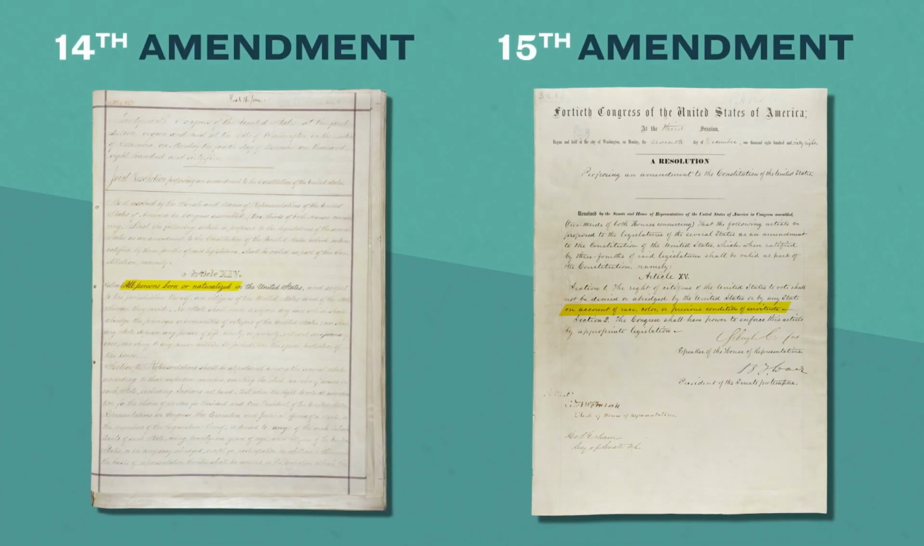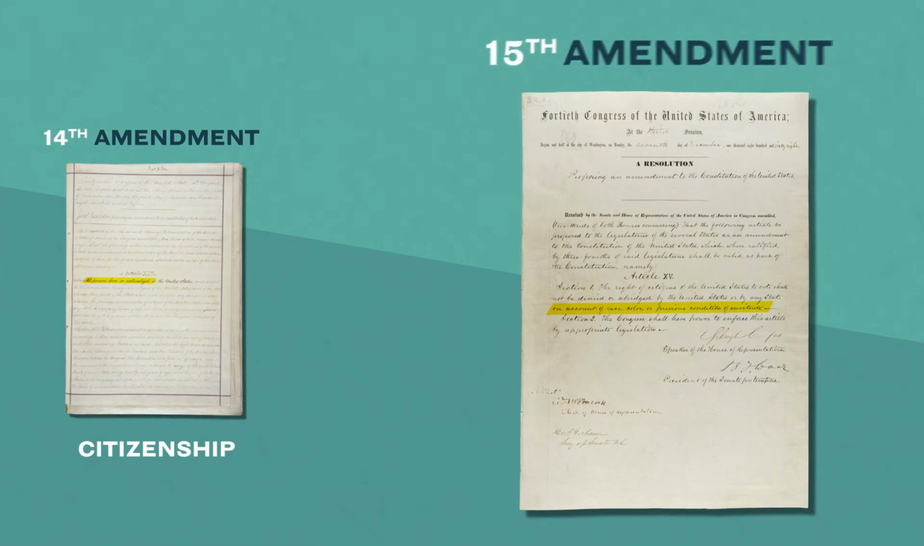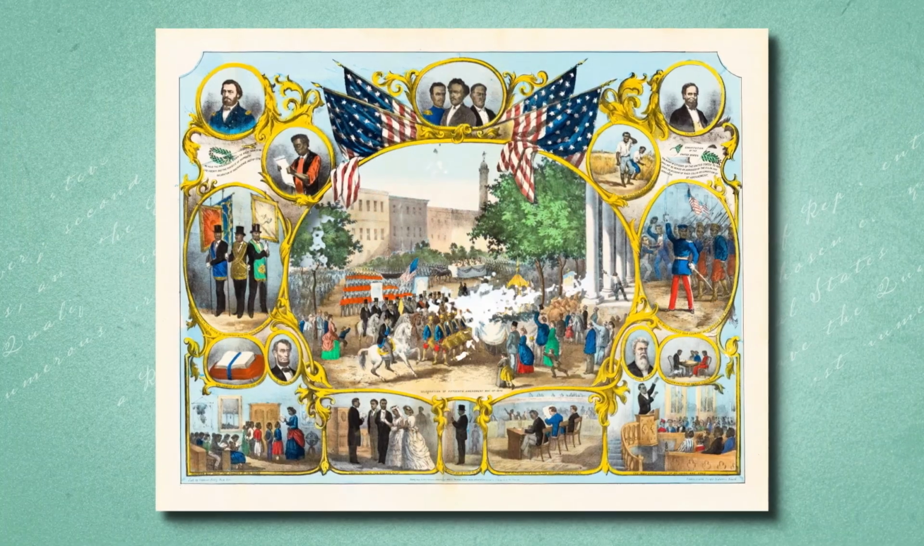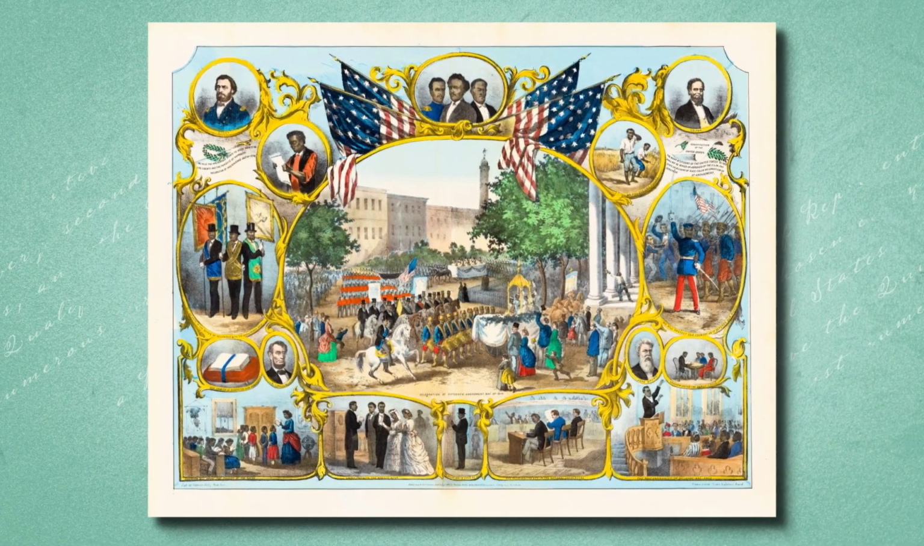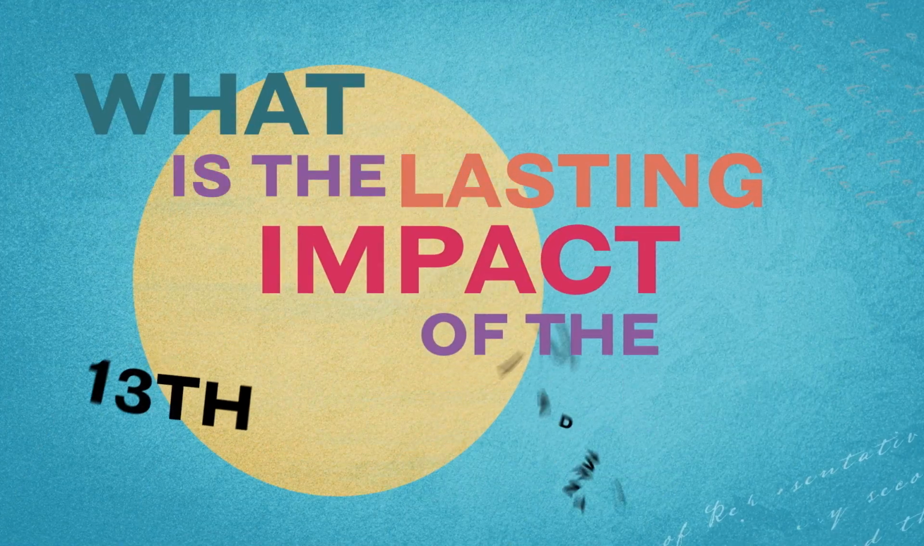The Civil War led to 2 other amendments to the Constitution. The 14th made once enslaved people citizens, and the 15th gave Black men the right to vote. Together, these Civil War amendments helped create a new Constitution. What is the lasting impact of the 13th Amendment?